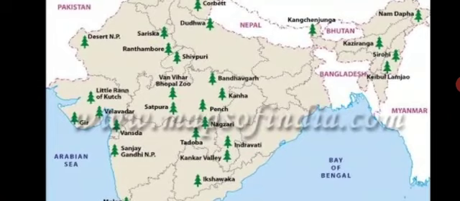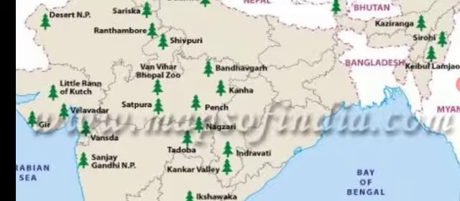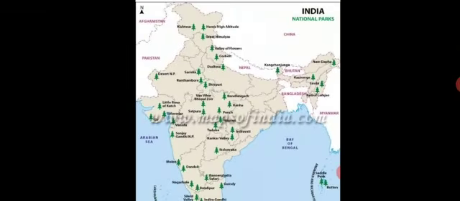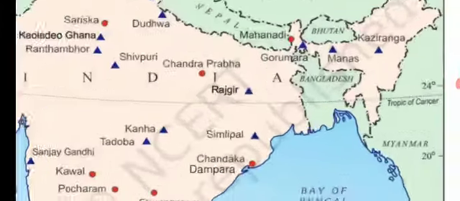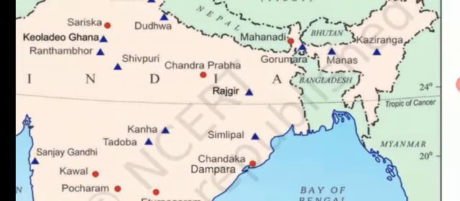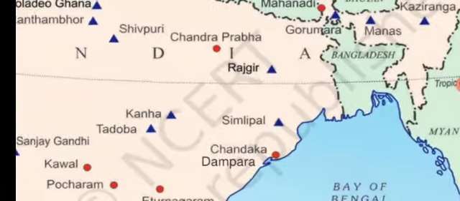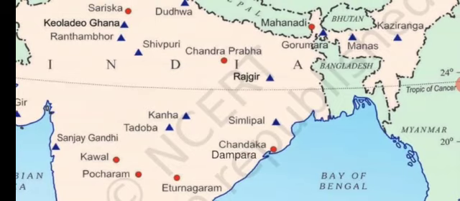Shivpuri, it is in the north region of MP, Madhya Pradesh. Then Kanha National Park, that is in the eastern side of the Madhya Pradesh region. These 4 are here. Simlipal and Manas are left. Manas is also in the Assam region. And Simlipal is found in the Odisha region.